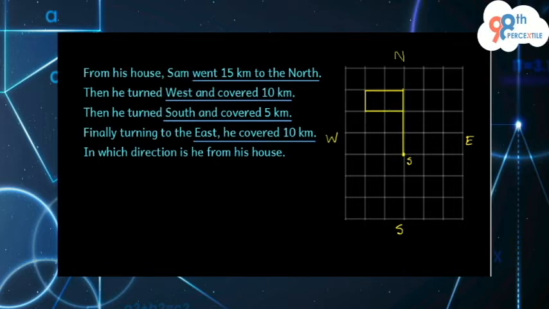So the final position I can see over here is 2 units from the house towards the north. So the answer to this question is, this is 2 units towards the north, where 1 unit is equal to 5 kilometers and 1 more unit is equal to 5 kilometers. So the total gap is 10 kilometers towards the north. In which direction is he from his house? He is in the north direction.